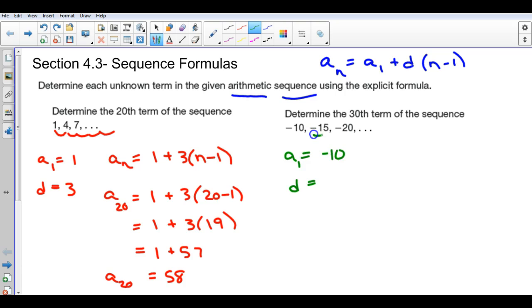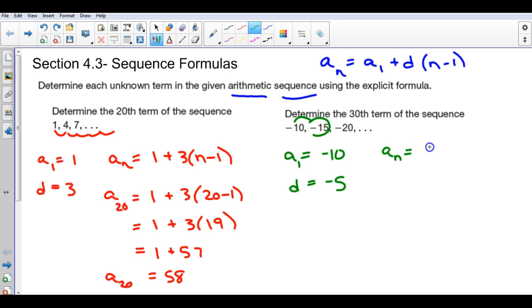In order to find the common difference, you're going to take negative 15 minus negative 10. And you get a common difference of negative 5. So what's happening is we're going to keep getting more and more and more negative, and we're going to calculate the 30th term of this. So write the explicit formula first.